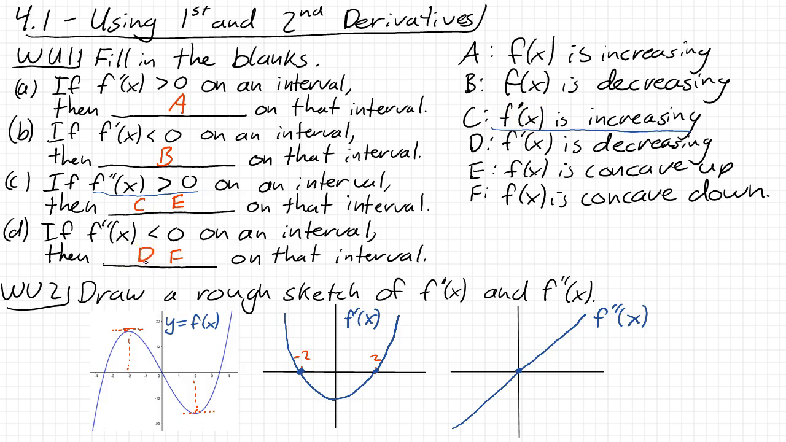And also, we talked about in chapter 2 why having an increasing derivative makes your function concave up, and why having a decreasing derivative makes your function concave down. So that's why E and F go with that. You might want to review section 2.5, which is all about concavity and second derivatives. So if you're not sure what C, D, E, and F have to do with each other, you might want to review the video for that section.